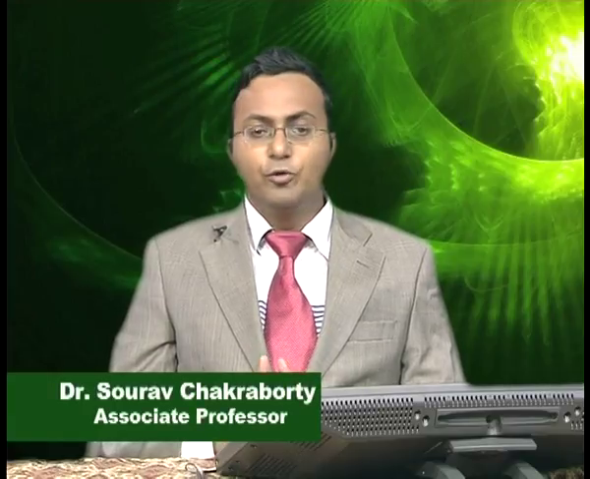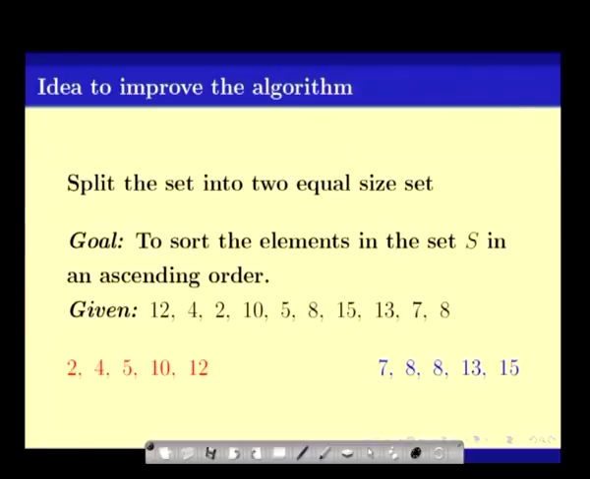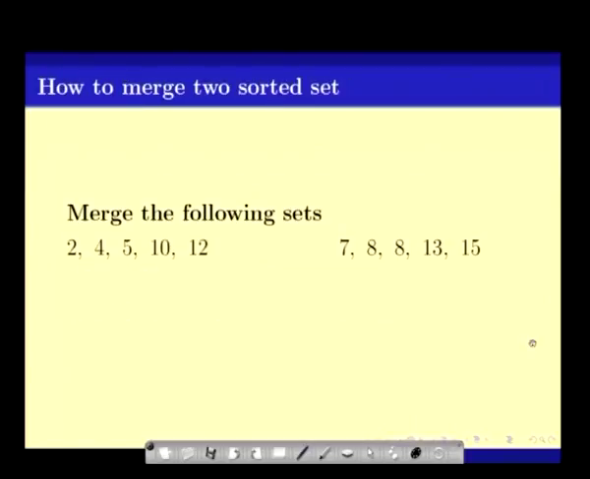Welcome back after the break. Before the break, we looked at possible ways of improving the quicksort algorithm, and the idea that we had was: we take the set S, split it into two equal halves, and then sort each of these halves recursively. But then we had two sorted lists, and we have to somehow merge these two lists into one sorted list. So, how to merge these two lists?